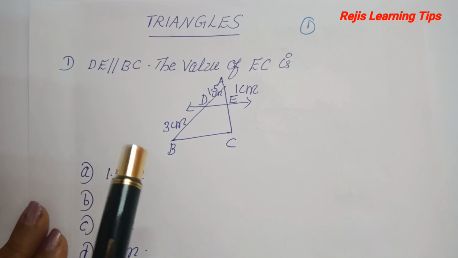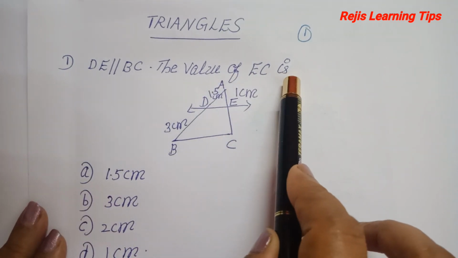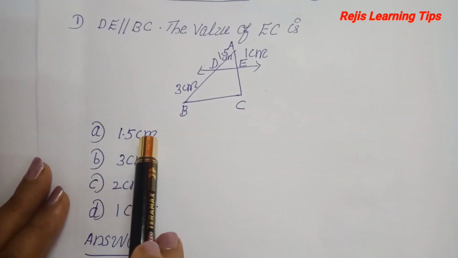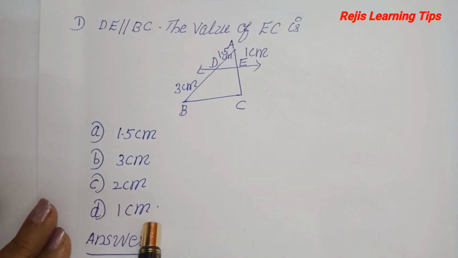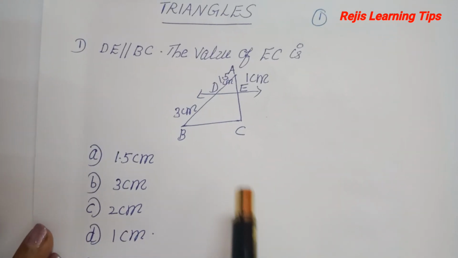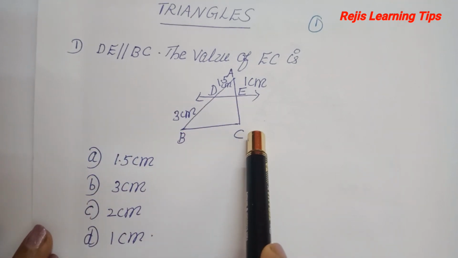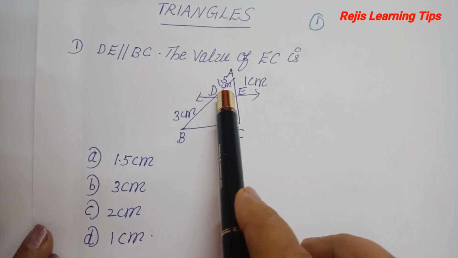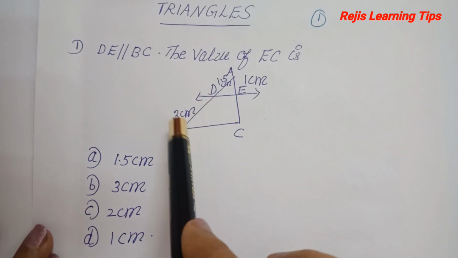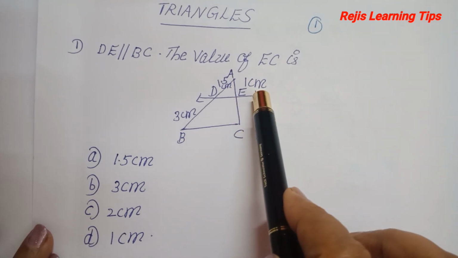Okay, first question. DE is parallel to BC. The value of EC is: option A, 1.5 centimeter; option B, 3 centimeter; option C, 2 centimeter; and option D, 1 centimeter. Here DE is parallel to BC, AD is given as 1.5 centimeter, BD is 3 centimeter, and AE is equal to 1 centimeter.